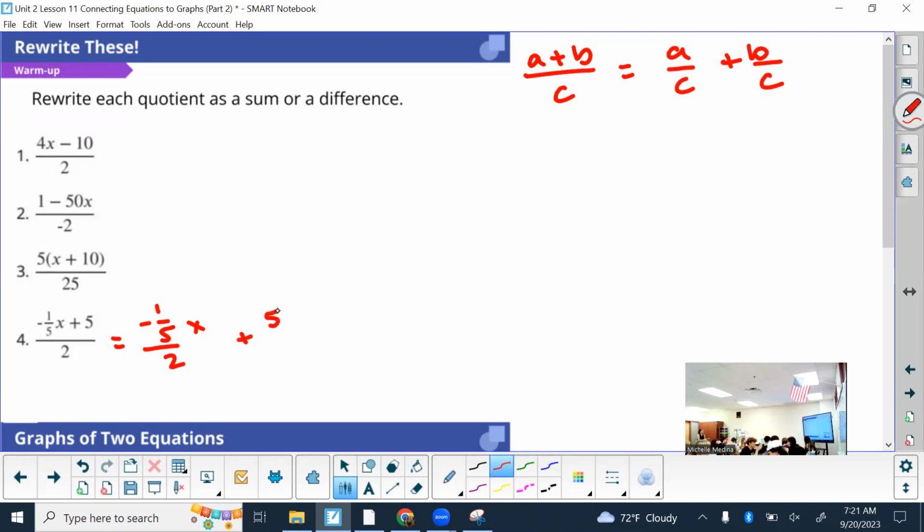plus 5/2 like that. Now we're not done because this looks a little ugly. So you always want to simplify wherever you can. So over here I have a fraction divided by 2.